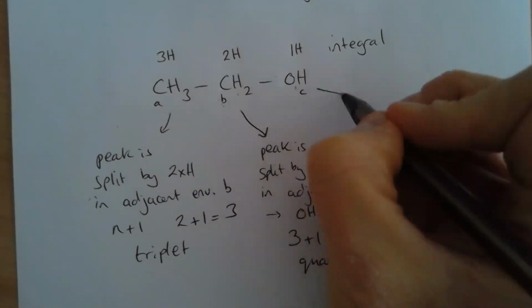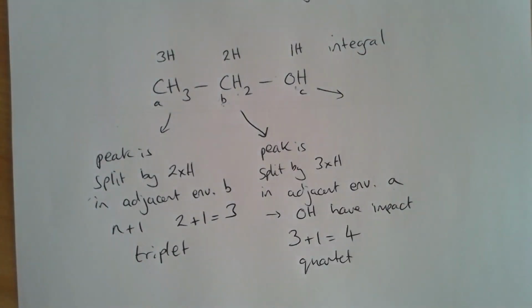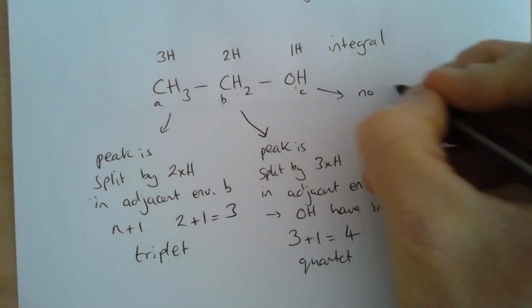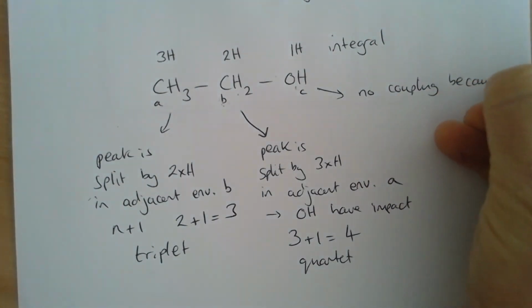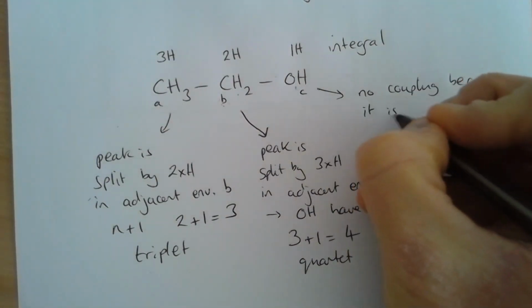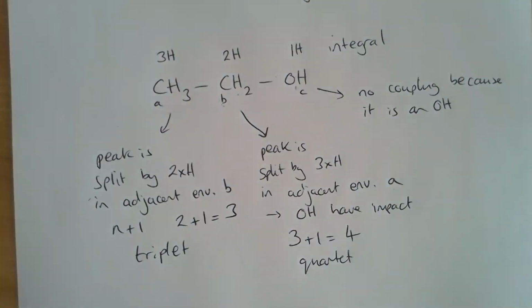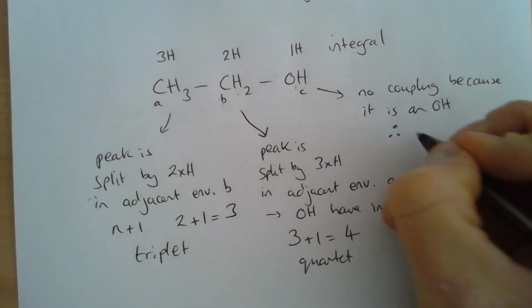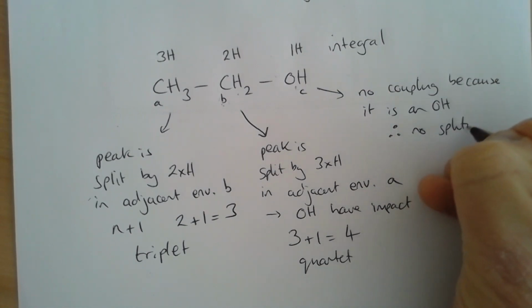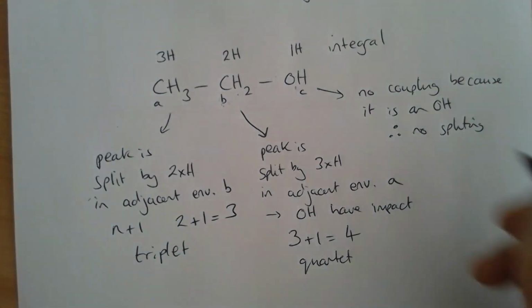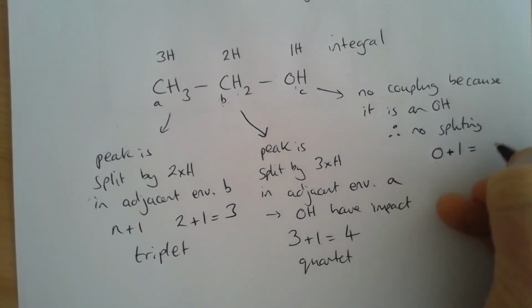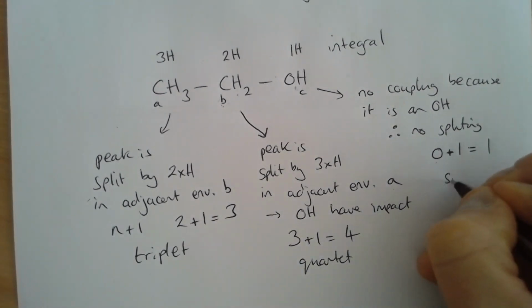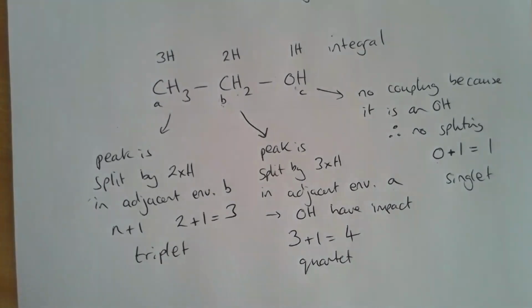Now, environment C, the 1H environment, there is no coupling because it is an OH environment, and OH environments don't couple, so therefore no splitting. So according to the N+1 rule, there's no adjacent environments. 0 plus 1 equals 1, therefore we'd expect this to be a singlet.